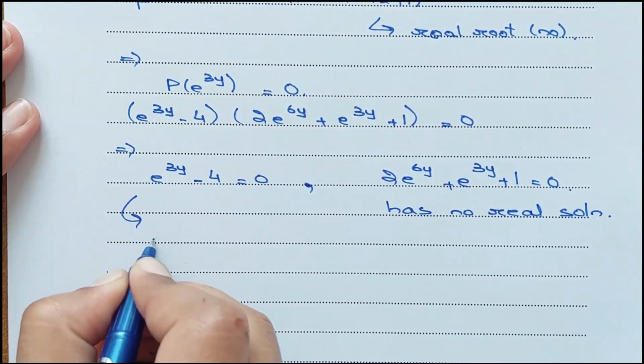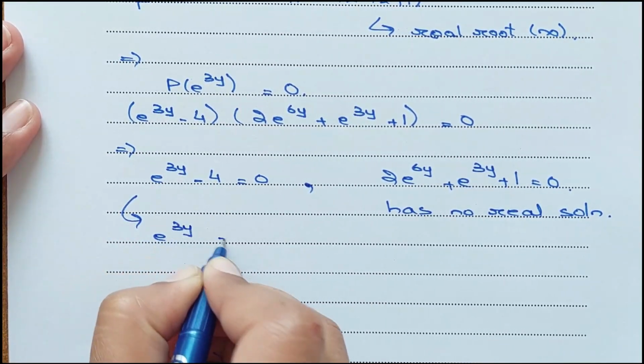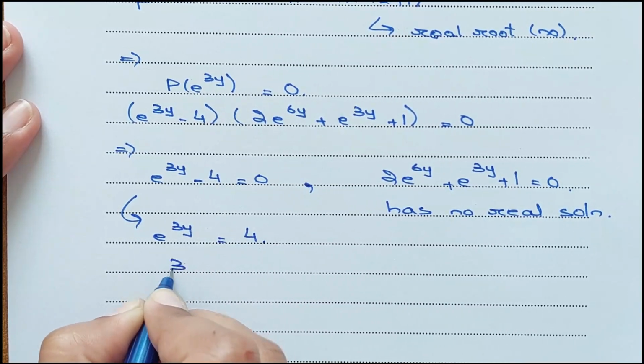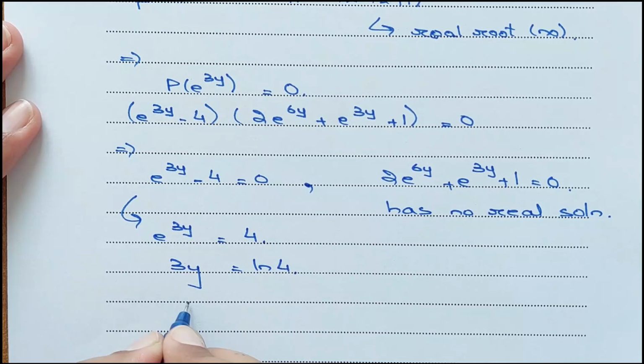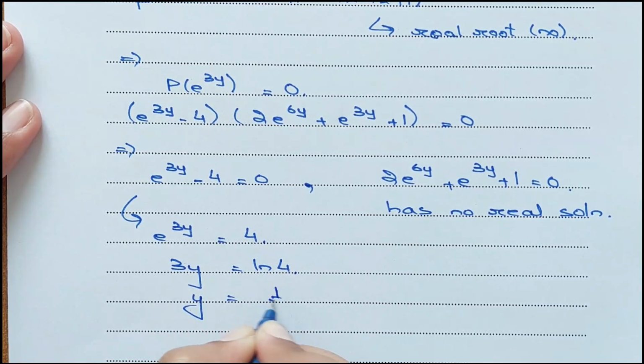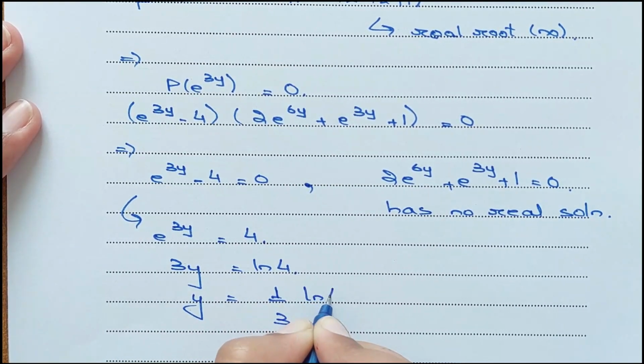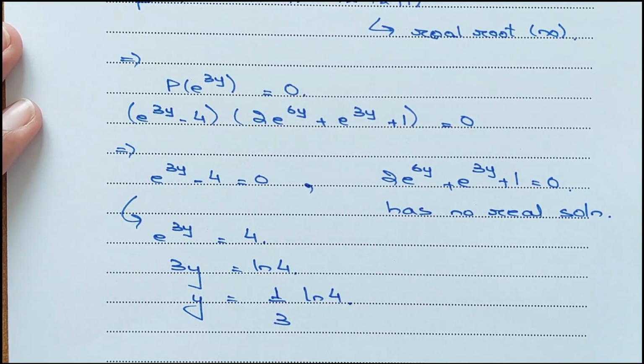So let me solve this. e^(3y) would be equal to 4. So 3y is ln 4, and the y value is (1/3) ln 4. This is the only one real root.